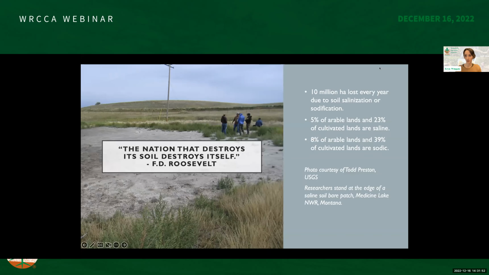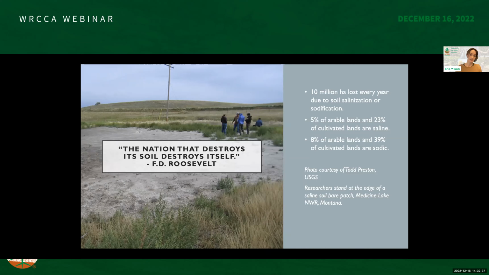So this is a quote many of you have probably heard before, but FDR said, "The nation that destroys its soil destroys itself." And I've got some statistics for you. 10 million hectares of land are lost every year due to soil salinization or sodification. And that comes out to 5% of arable lands and 23% of cultivated lands are already saline. 8% of arable lands and 39% of cultivated lands are sodic. And we'll get into the differences between sodic and saline soils in a little bit here.